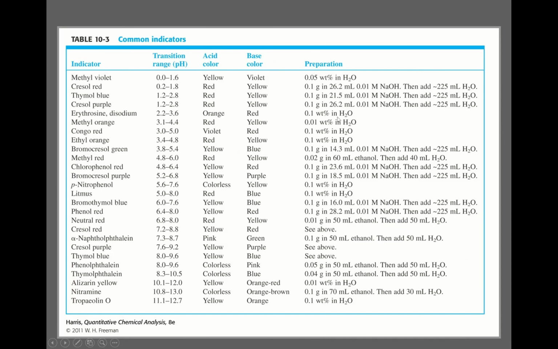There is a long list of common indicators depending on pH transition. For example, methyl violet, whose transition pH is quite strongly acidic, and cresol red, which also undergoes color change in very acidic solution. So looking at this table, we can choose a proper indicator for our purpose.